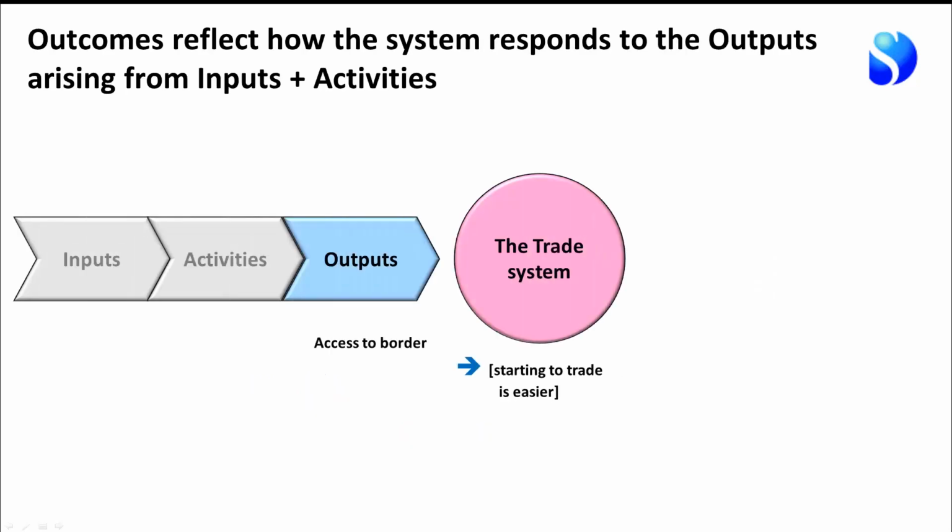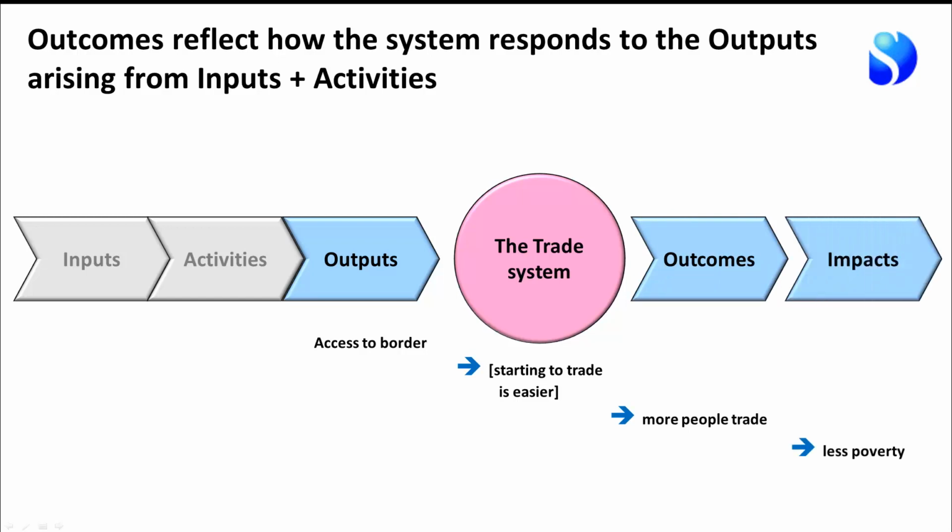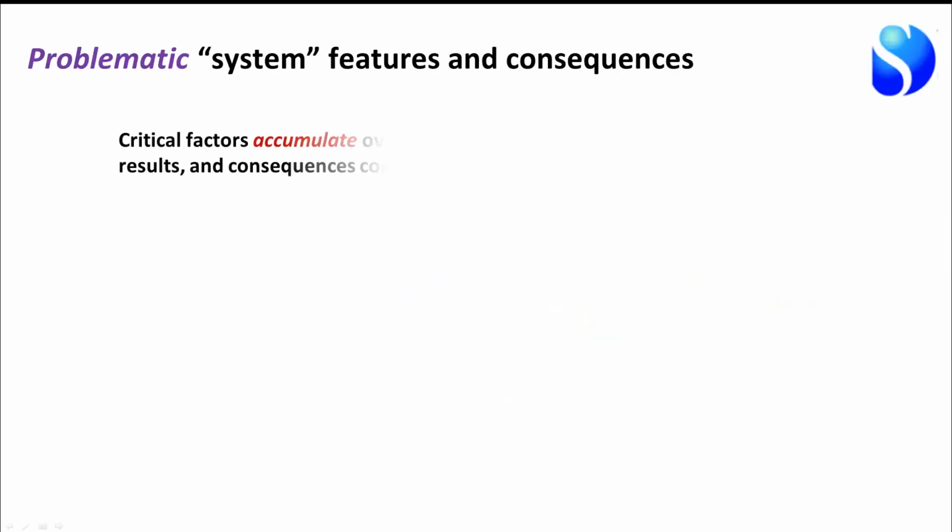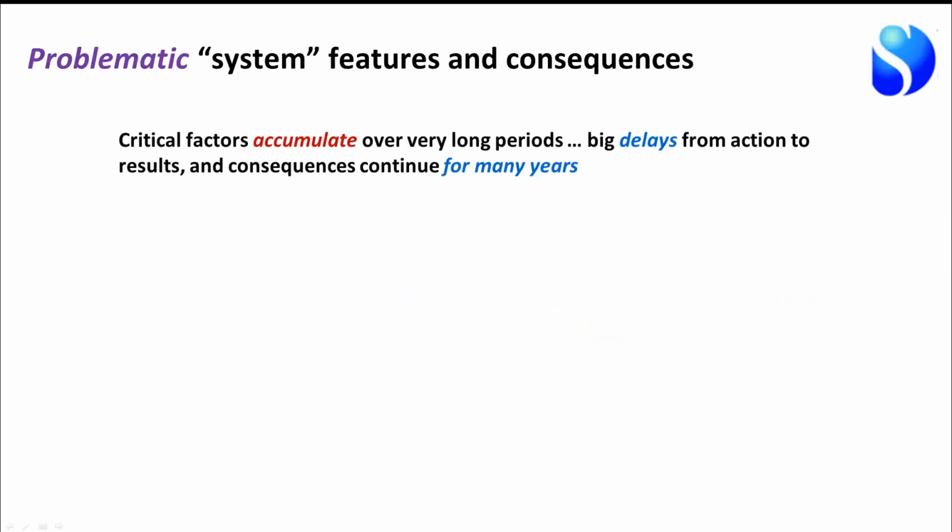So in between those outputs and the outcomes and impacts we want, we've got this thing called the trade system that is the thing that needs to be improved if you are to get the outcomes and impacts that you want. So for example, one of the outputs might be improved access to border, which we might get by improving road networks. It is expected that this would make it easier to start trading if you're a small trader and you can get to the border. That will make trading easier. The result of this, we hope, the outcome will be that more people trade. The impact will be that that will reduce poverty.